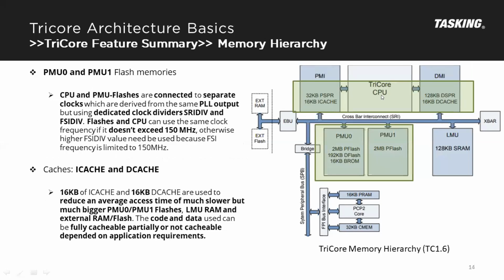The CPU and the BMU flashes are connected to different clocks, definitely, but both clocks are derived from the PLL output. PLL stands for phase locked loop, and this is basically where the clock source comes from, and we use different dividers in order to get the proper requested clock. But if the clock speed doesn't exceed 150 megahertz, you could connect the TriCore with the BMUs with no problem.